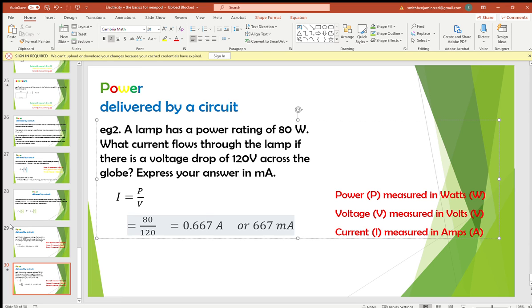So that's pretty much all I have for you today. That was just a short lesson on voltage, current, and power, as well as Ohm's Law.